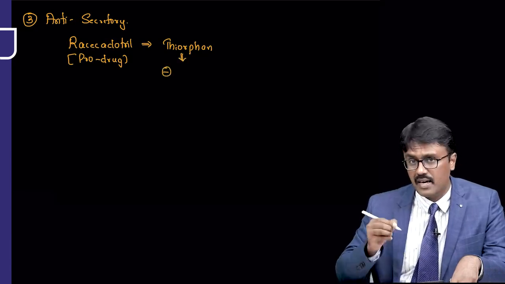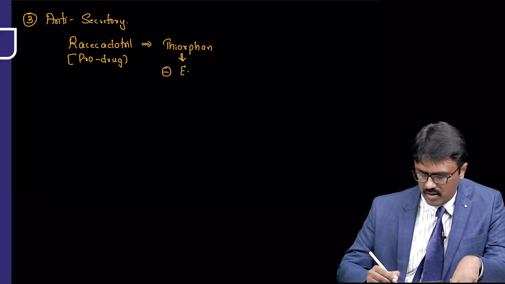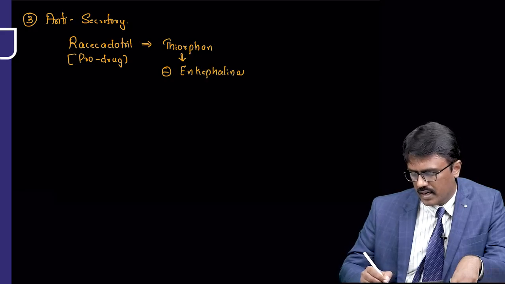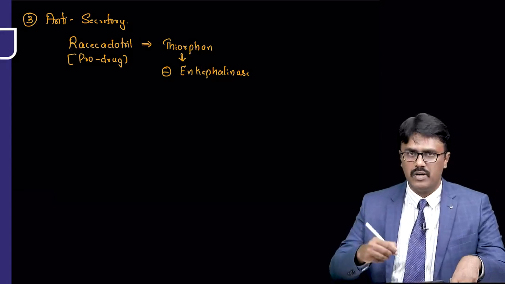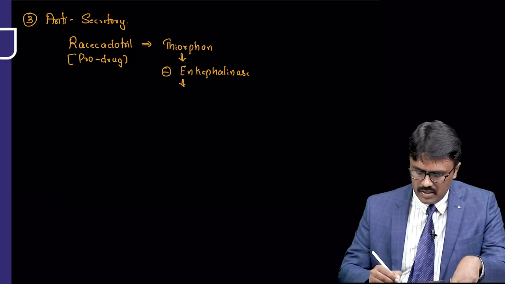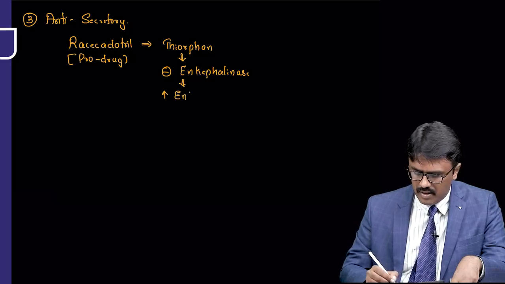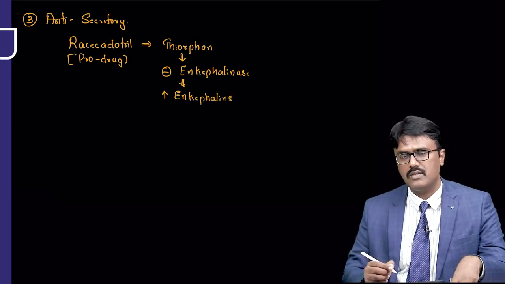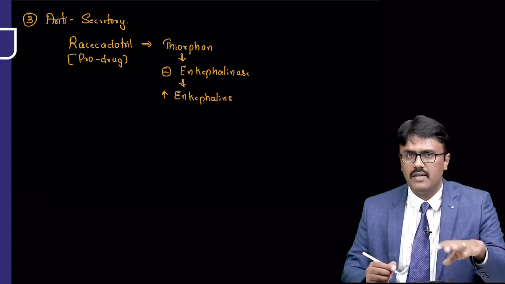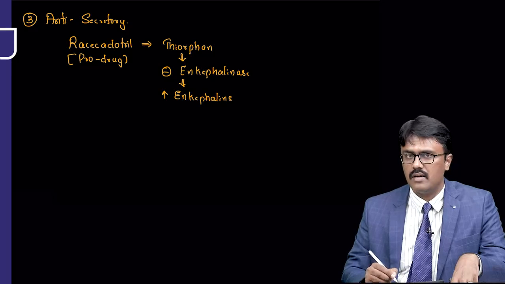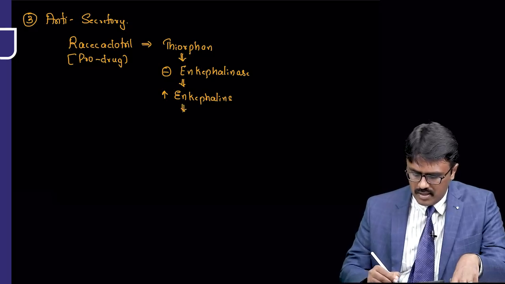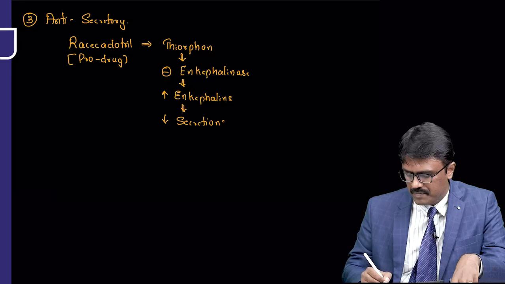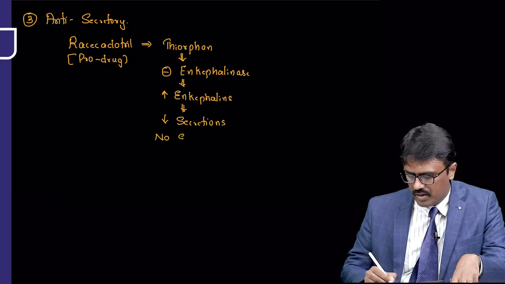It inhibits an enzyme in the gut called enkephalinase. You know that enkephalins are endogenous opioids. So when you inhibit this enzyme, there is an increase in enkephalin in the intestine. You know the action of opioids on the gut: they decrease motility. But here, the enkephalins only decrease secretions in the intestine, and they have no effect on motility.